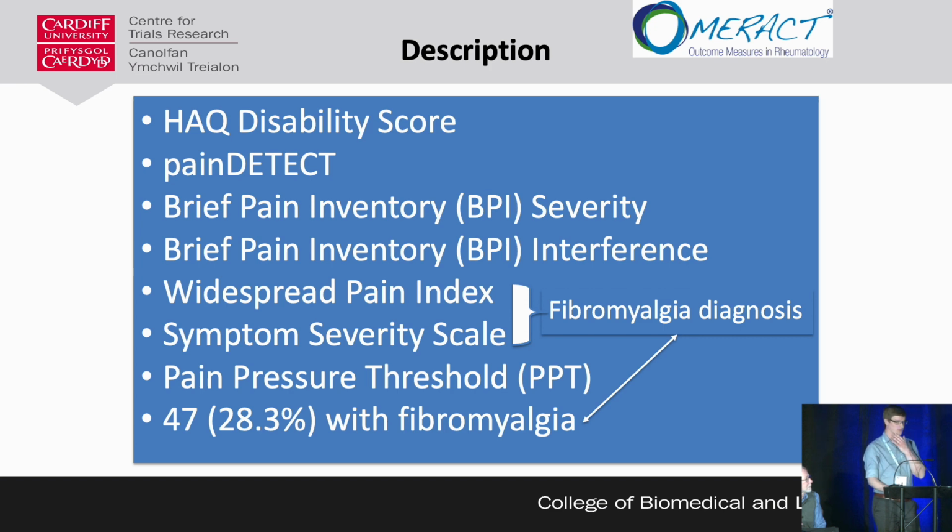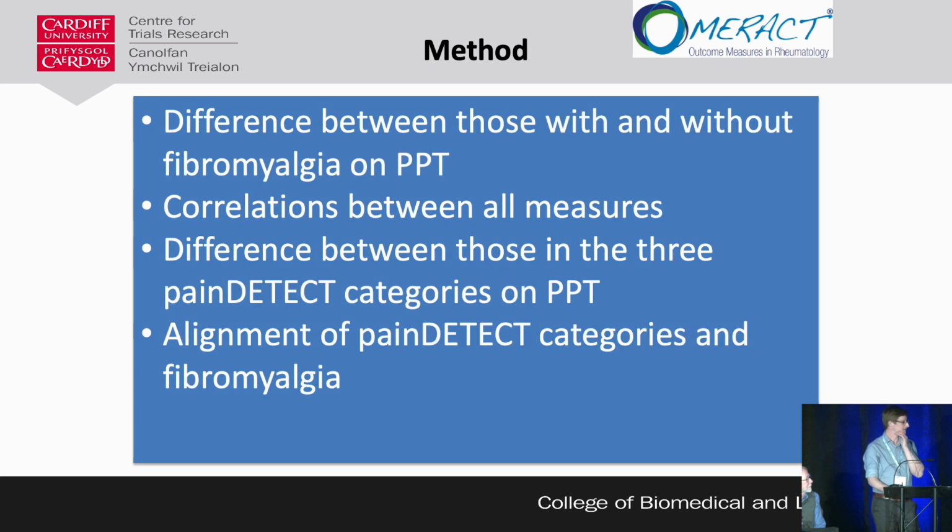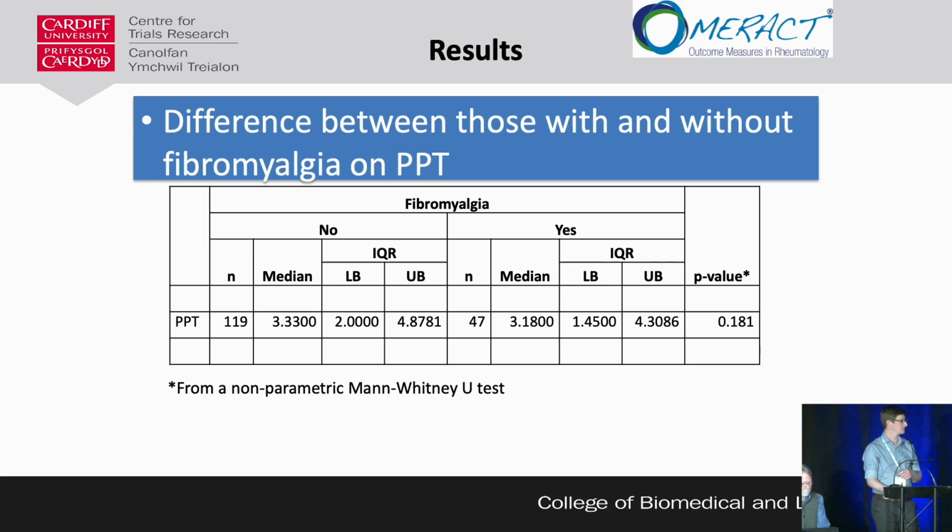So this is what we want to look at with these data. The difference between those with and without fibromyalgia on the pain pressure threshold, the correlations between all of these measures, the differences on pain pressure threshold between the people in the various Pain Detect categories, and also the alignment of the Pain Detect categories, those with fibromyalgia. So lots of numbers on this slide, don't worry about it too much. But basically what we see here is there is no particular difference in pain pressure threshold between those with and without fibromyalgia.